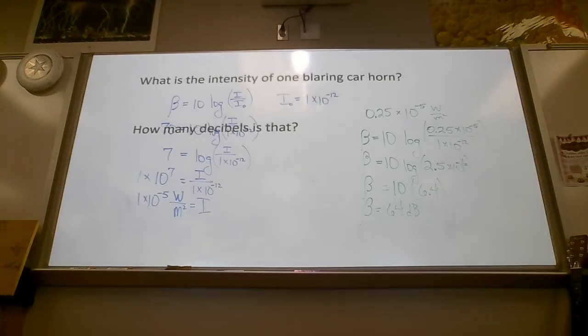That is not intuitive at all. Four car horns, 70 decibels. One car horn, 64. You've got to do the math. Unless you've practiced with it, you're not going to see a pattern. It's not a linear relationship. You've got to do the math. You okay with that? Okay. Questions there?